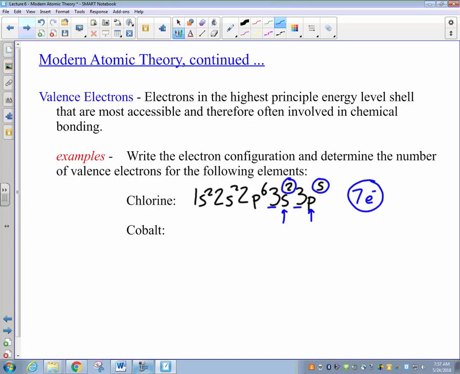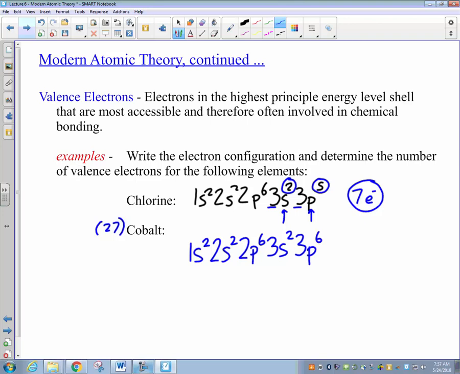So for cobalt, again with its 27 electrons total to distribute, that's going to give us an electron configuration starting at the 1s orbital, in which we can put 2 electrons. And then again, following the alpha process on your sheet, we would have the 2s orbital with 2 electrons, the 2p orbital with 6 electrons. This brings us up to 10, followed by the 3s orbital with 2 electrons, and the 3p orbital with 6 electrons.